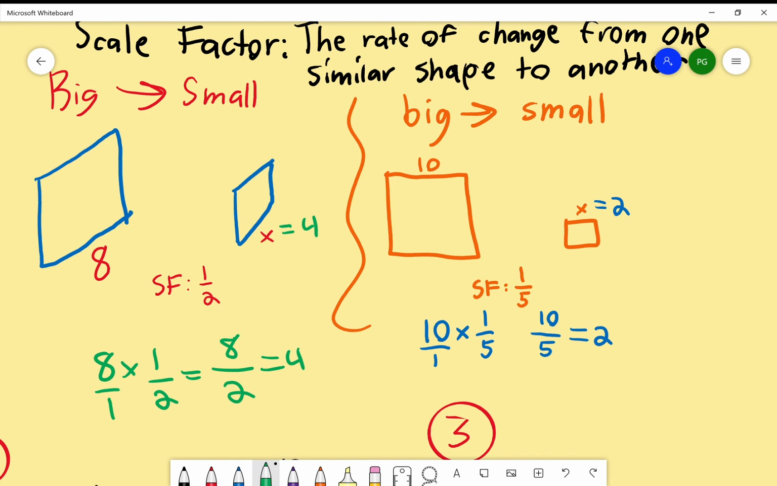Anyway, I don't want to complicate it for you. It's a really simple procedure. You take whatever your initial side length is, you multiply it by your scale factor, and you get your answer. That's it.